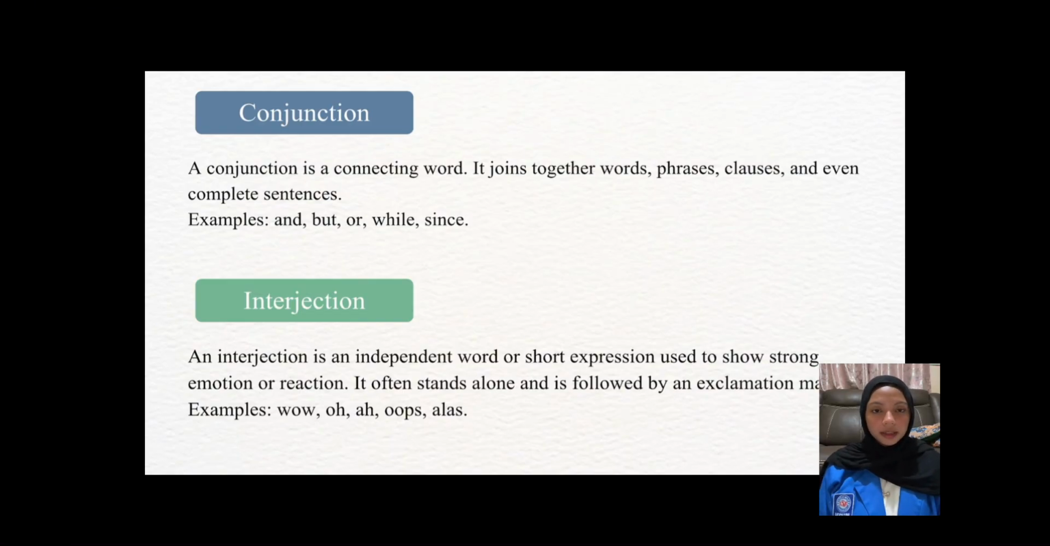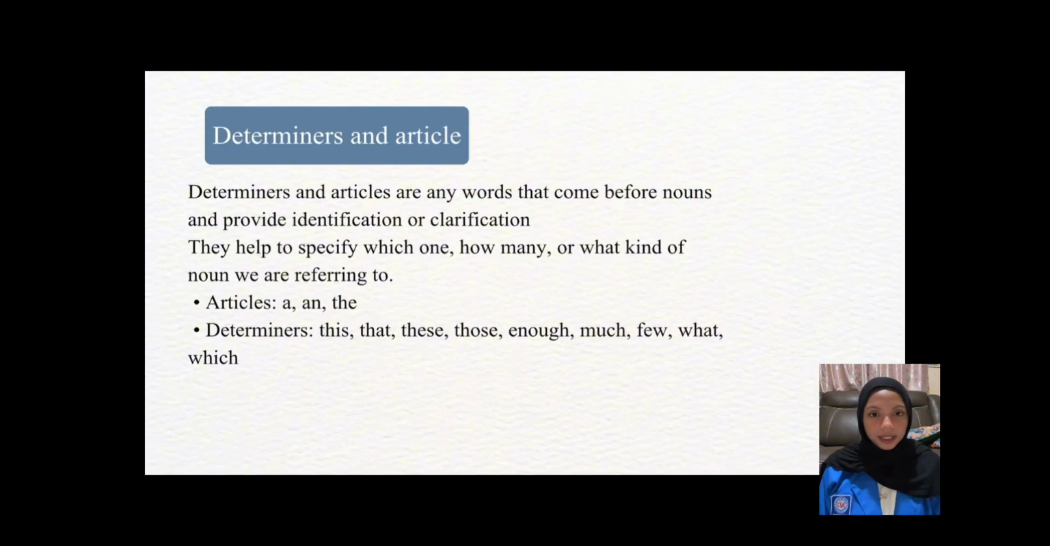And the next, interjection. An interjection is a short word or expression used to show emotion or reaction. It often stands alone and ends with an exclamation mark. For example, whoa, oh, oops. Like when you drop something, you say oops. That's an interjection. And now determiners and articles.